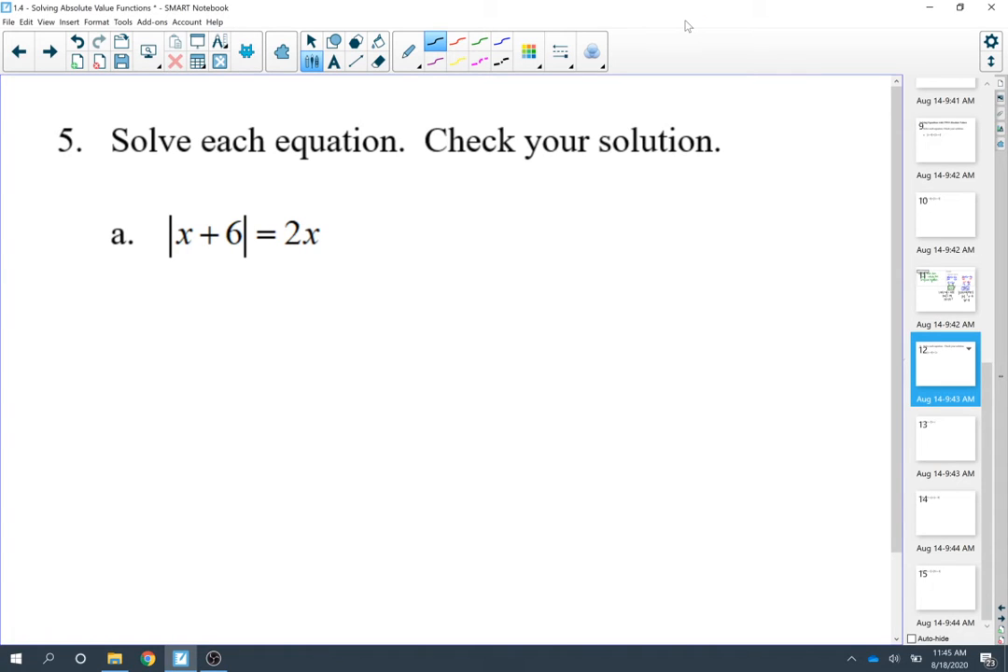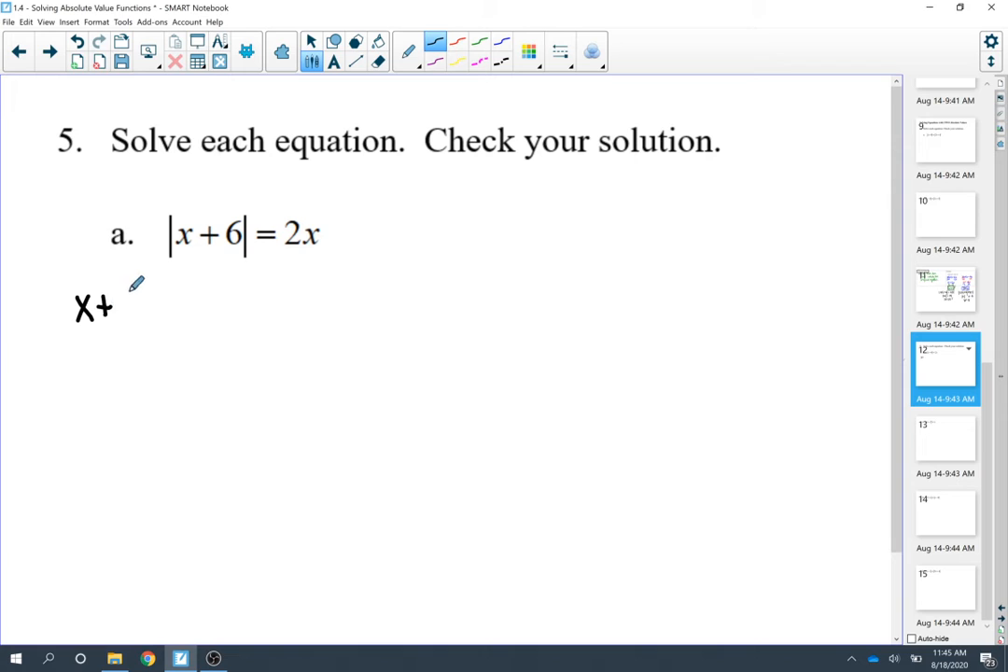Example number 5, solve each equation and make sure to check your solution. Okay, so letter A, the absolute value of x plus 6 equals 2x. So we have the distance between x and 6. The distance between those two is 2x. So starting out, I have my absolute value alone, which is great.